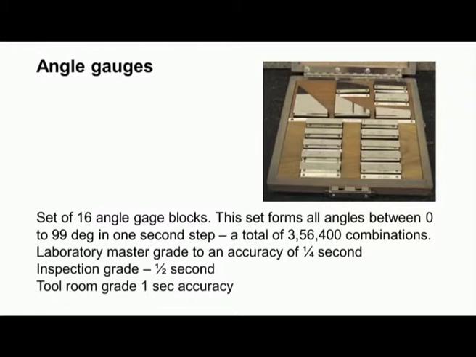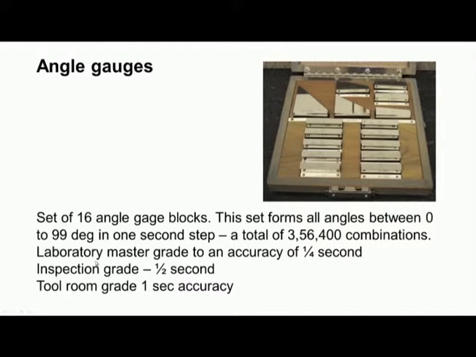Now, other important devices used are angle gauges. This photograph shows a set of 16 angle gauge blocks. This set forms all angles between 0 degree to 99 degree in 1 second step, a total of 3,56,400 combinations. So, in a step of 1 second we can build the angles between this range 0 to 99 degrees.